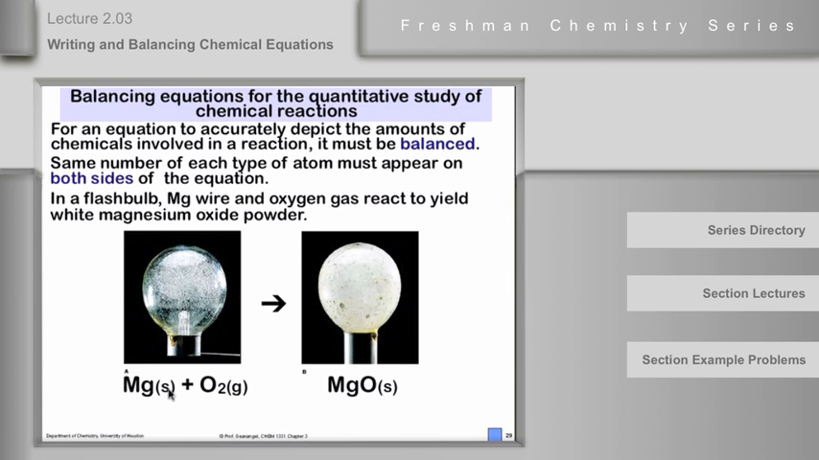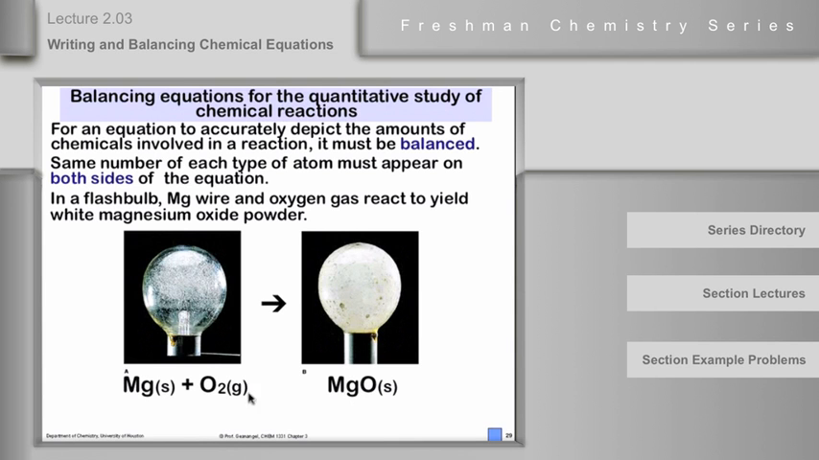So the reactants were magnesium solid and oxygen gas. Oxygen is one of the 7 famous diatomics, so it's O2 as an element. And if we had the right combination of these reactants here, we would produce, according to the law of conservation of mass, the requisite mass of this product, magnesium oxide, this white stuff.